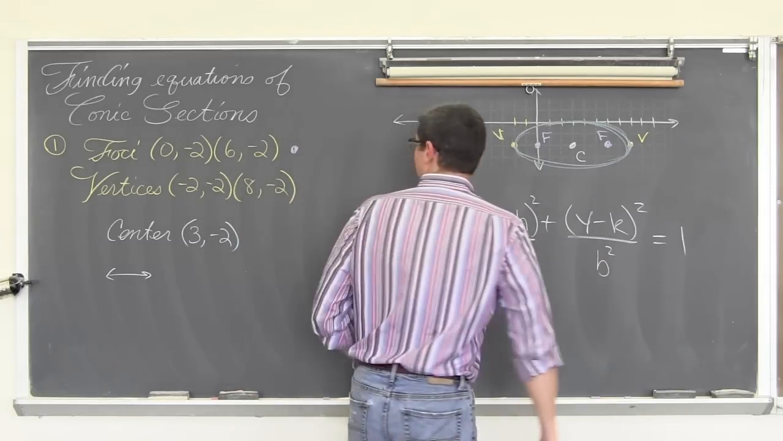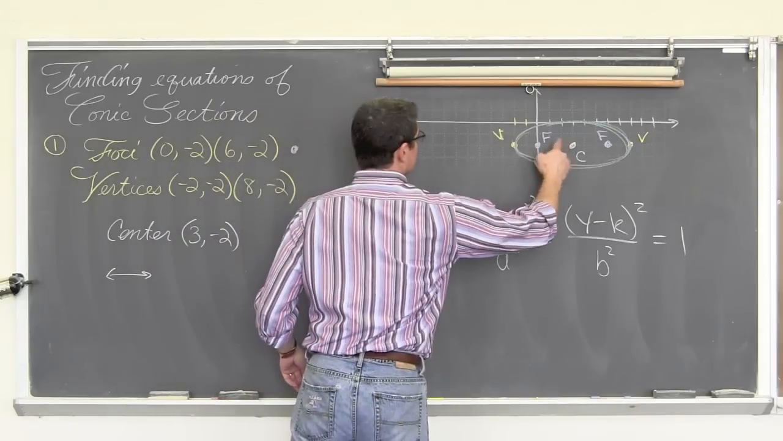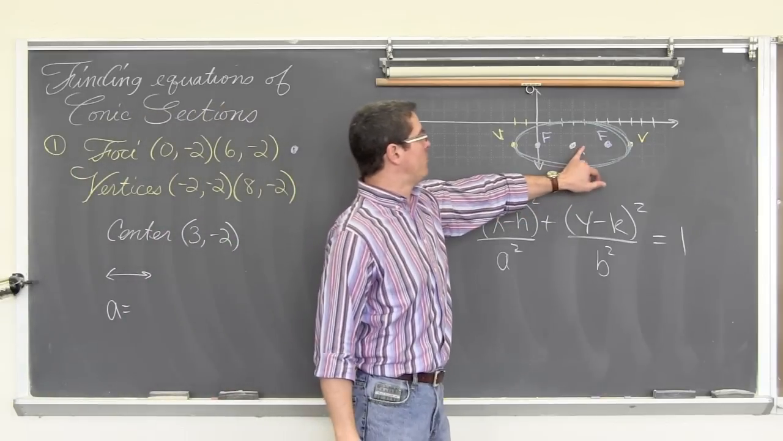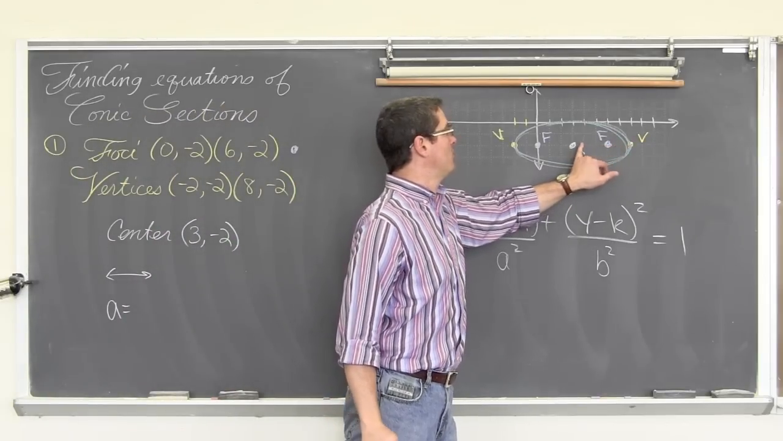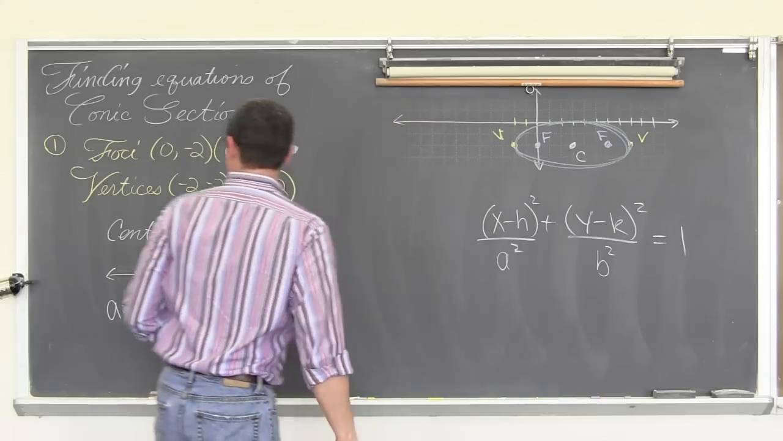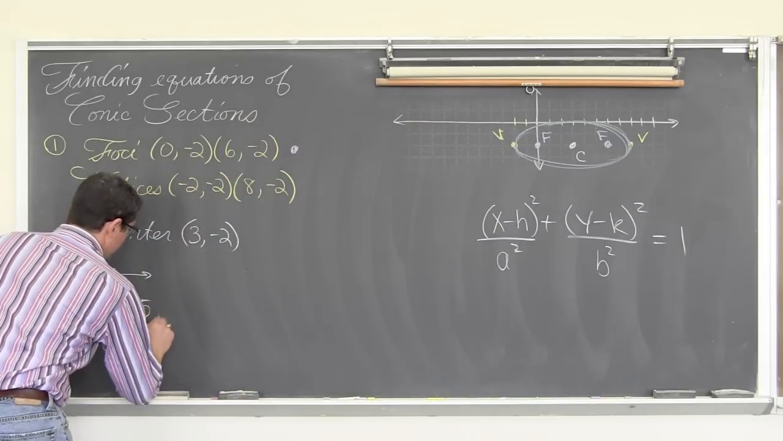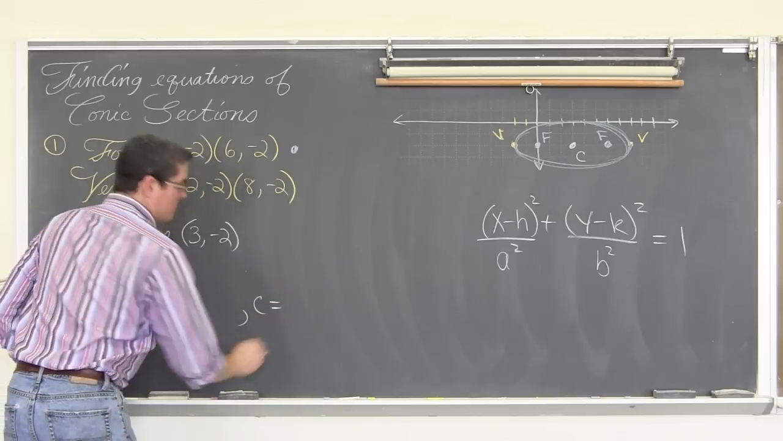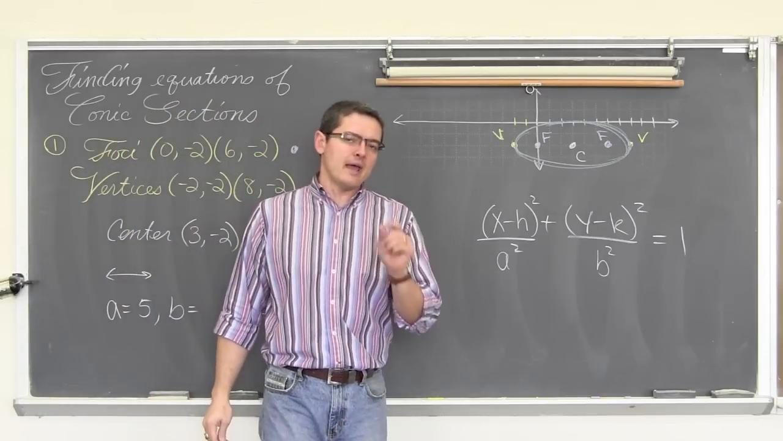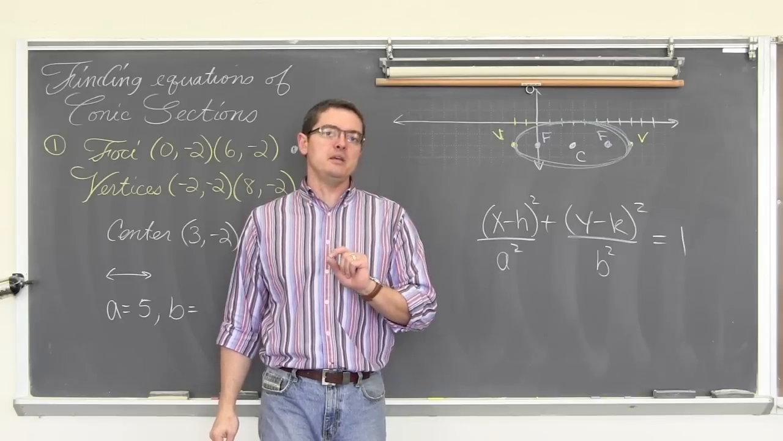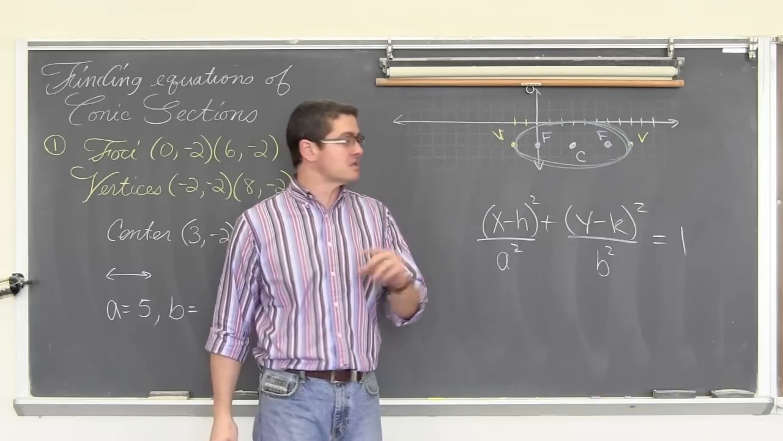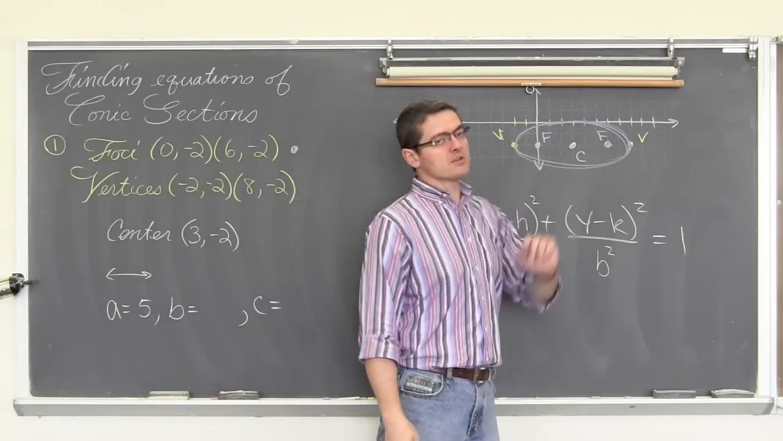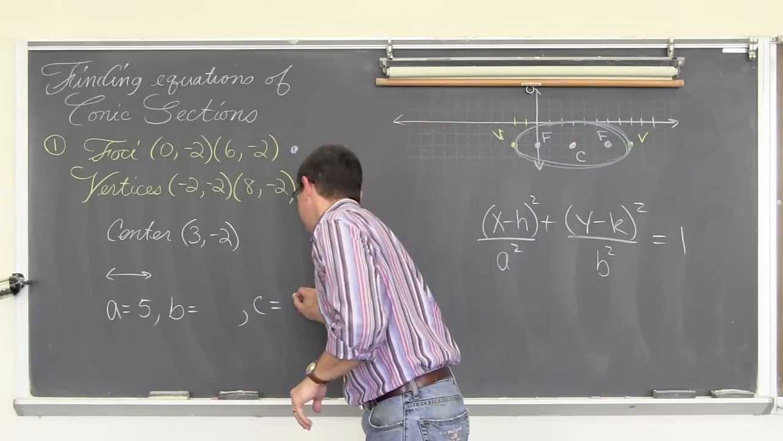Well, from center to vertex is a, and that's a length of 1, 2, 3, 4, 5. Okay, so we have a is equal to 5. We have b, which is still unknown, and we've got c. Now, a goes from center to vertex, b goes from center to the end of the minor axis, because we're talking about an ellipse, and c goes from center to focus point. So my c value is equal to 3.